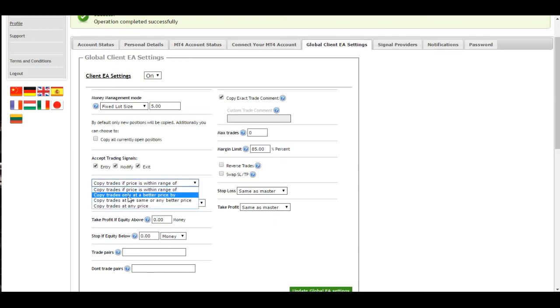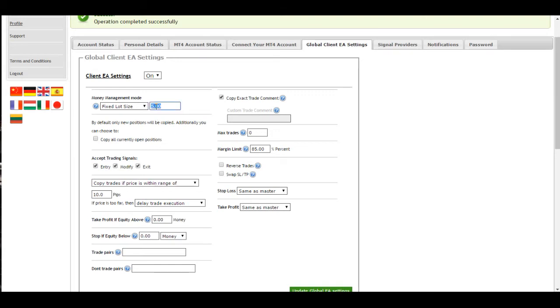All right. The other settings are copy trade only at a better price, copy trades at the same or any better price, or copy trades at any price. And obviously, out of all those, the one that's already pre-selected is the best.